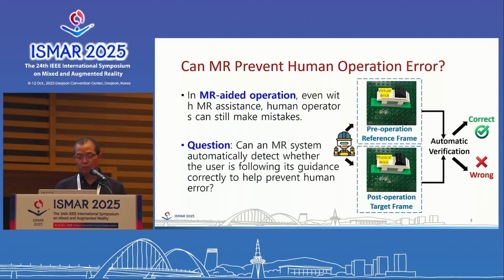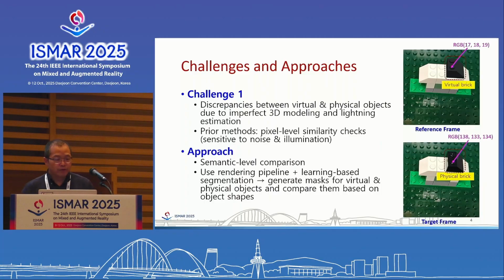So specifically, we are interested in MR intelligent systems that can monitor the user's actions in real time and provide feedback or corrections. Here, the first challenge lies in the discrepancy between virtual and physical objects due to imperfect 3D modeling and lighting estimation. For example, this is a virtual Lego piece.